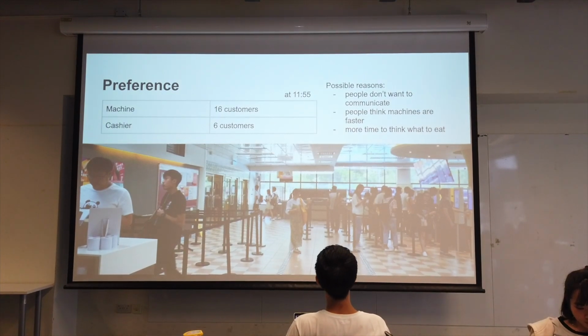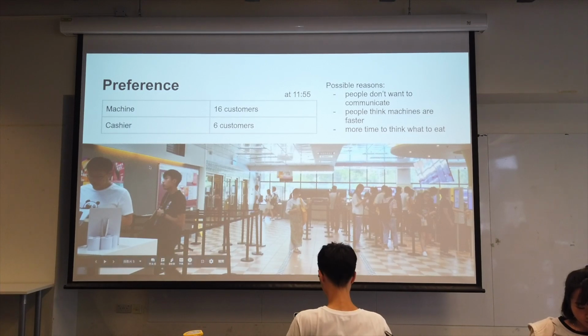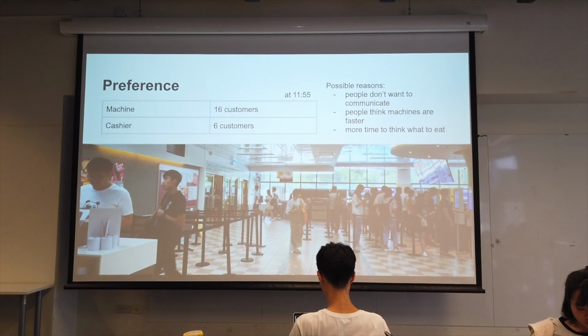And then we talk about the preference. At 11:55, we can see that the line at the machines is 16 customers, and at the cashier it's only 6 customers. The possible reason people want to use the machine is that they may not want to communicate, or they think the machines are faster than the cashier. And we think the most important thing is that people may want more time to look at what they want to eat.